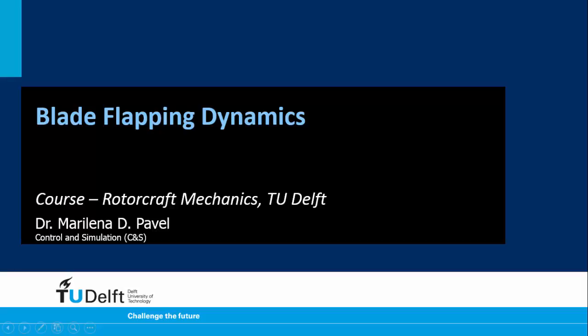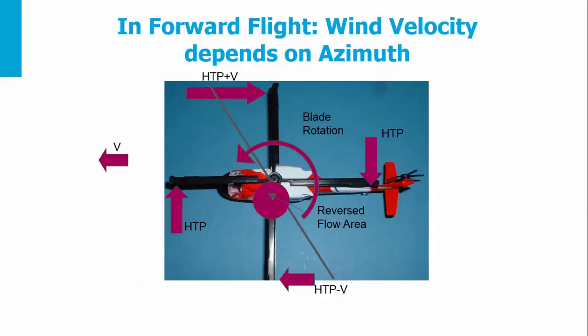Good morning. We are going to discuss blade flapping dynamics. If you remember, in forward flight, we saw that the wind velocity depends on the azimuth. We saw, in fact, that the blade which is advancing has a velocity of hover tip speed plus the velocity of the flow, and the blade which is retreating has a velocity equal to the hover tip speed minus the velocity of the flow. It follows that this inequality in velocity distribution will cause the helicopter to roll.